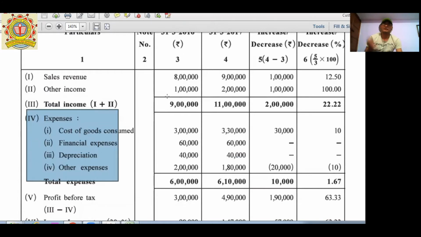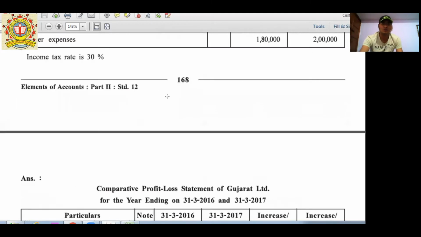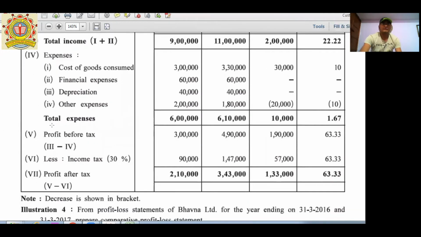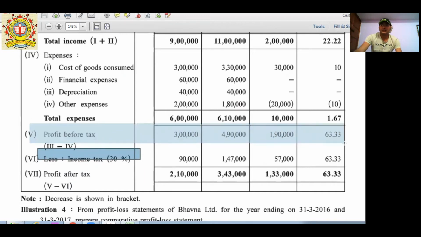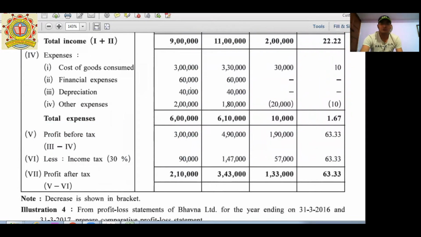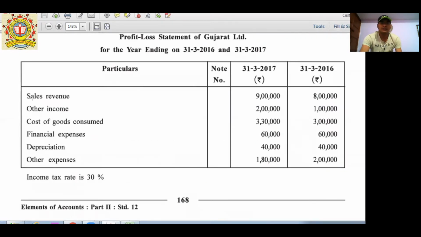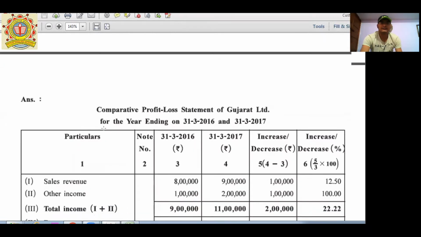Now we have to check whether the tax rate is given in the question or not. Here the tax rate is given, so we have to prepare further for income tax and profit after tax. If the tax rate is not given, then our answer ends with the profit before tax. Got it? Now there is various information given for 31st March 17 and 16, and we have to put these values in the answer.